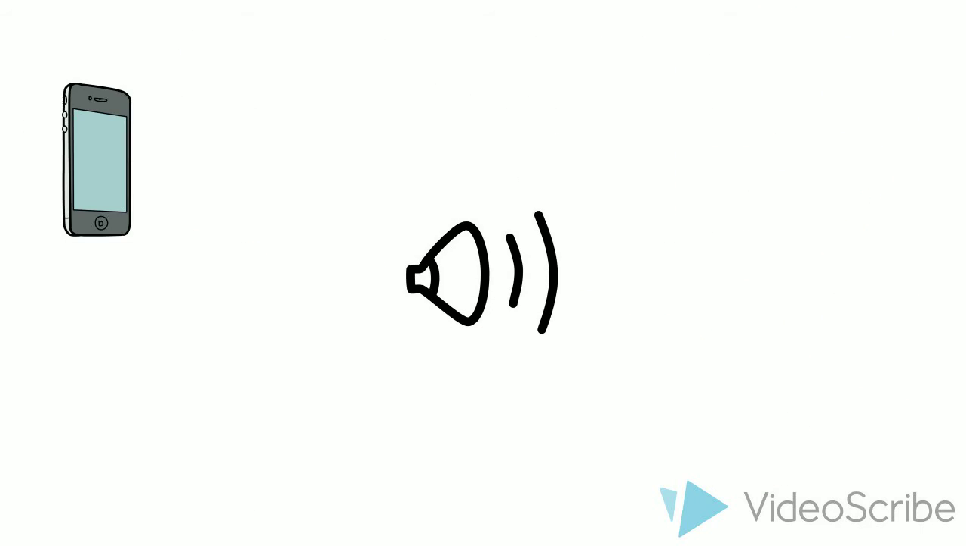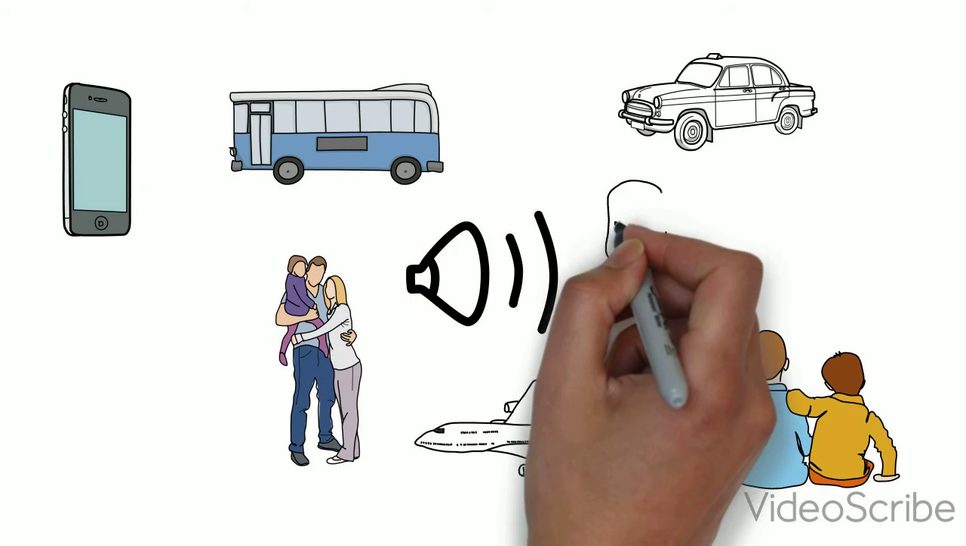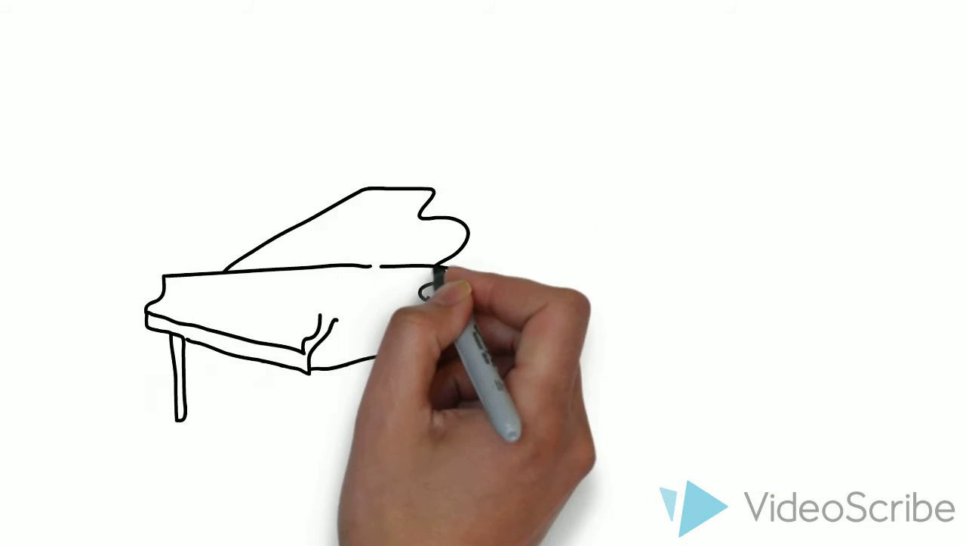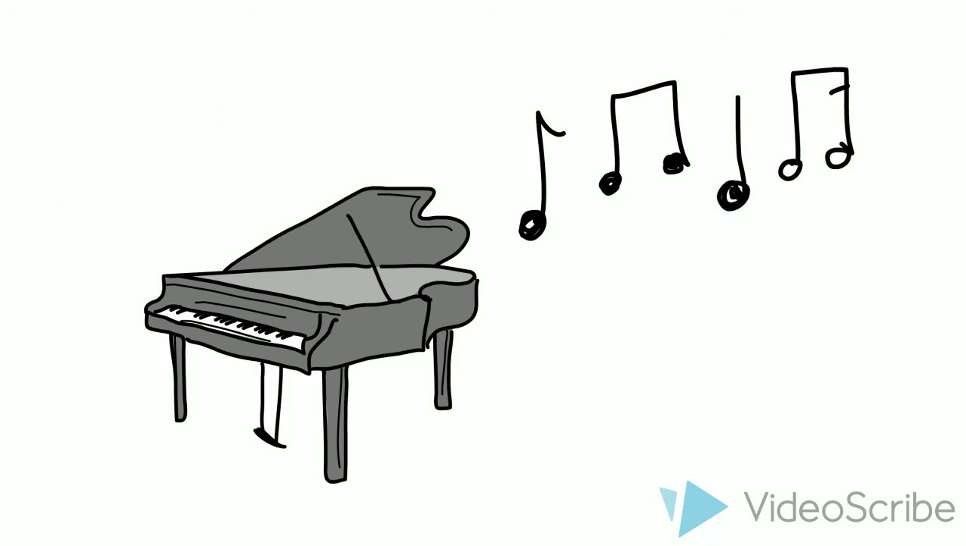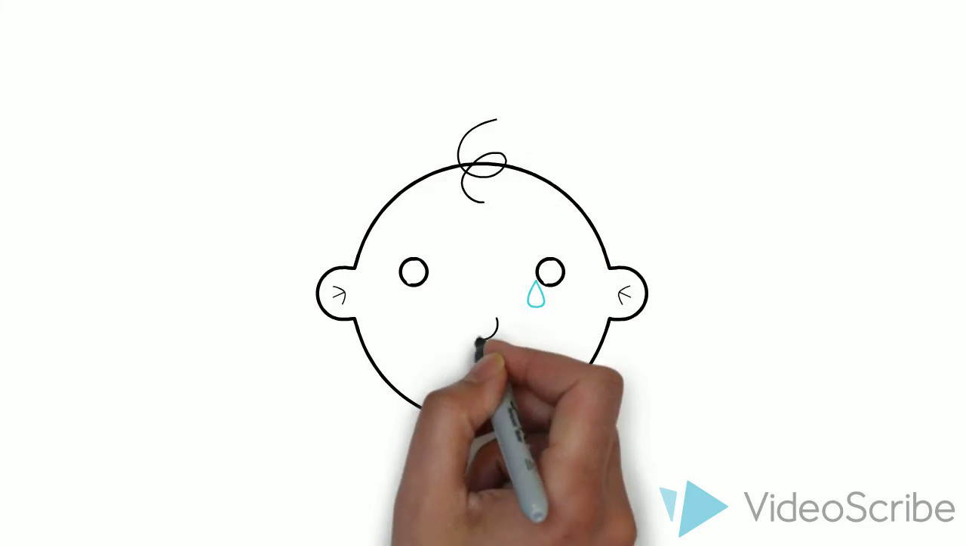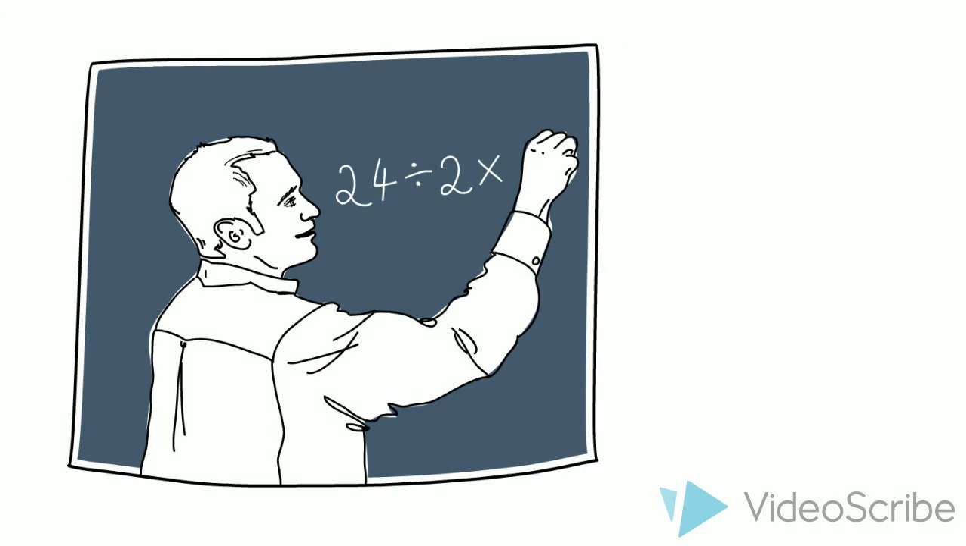Sounds are all around you. Your phone, your friends, your family, cars, buses, planes, dogs, cats, cows. All of them make sounds. Some sounds are very pleasing. Think of the sounds made in your favorite music. Some sounds are not pleasing, like the screams of a crying baby. Some sounds are just plain irritating, like the squeak of chalk being drawn across the chalkboard.